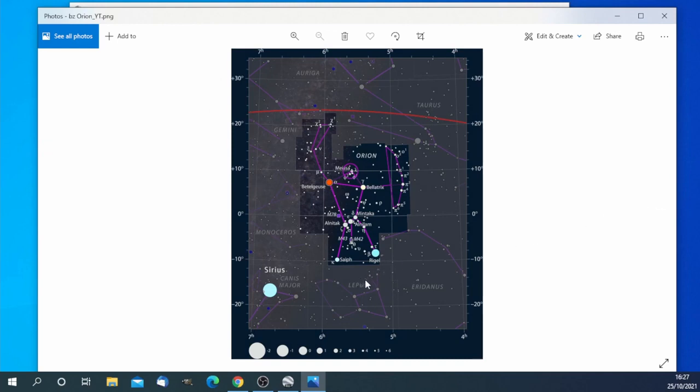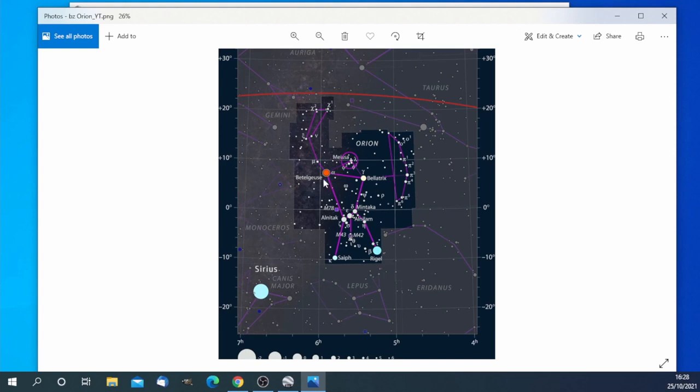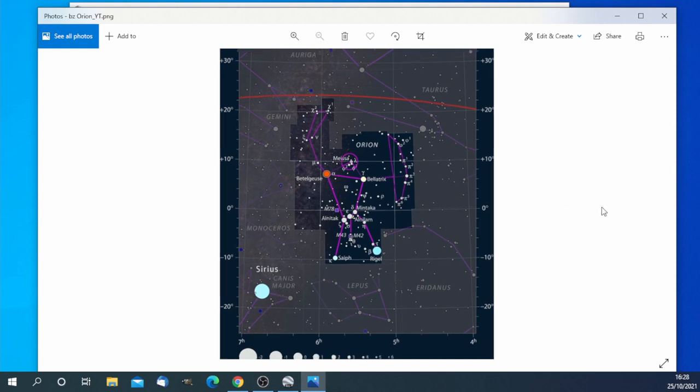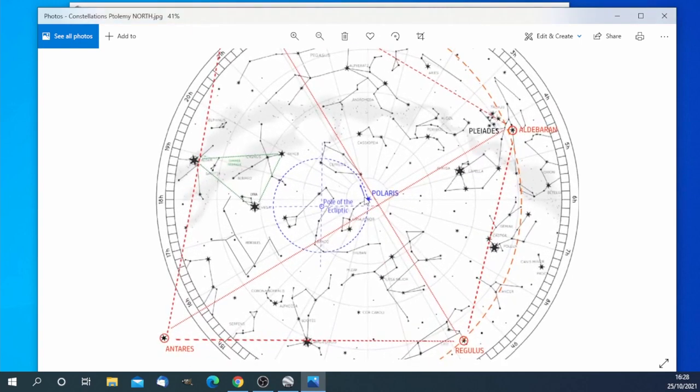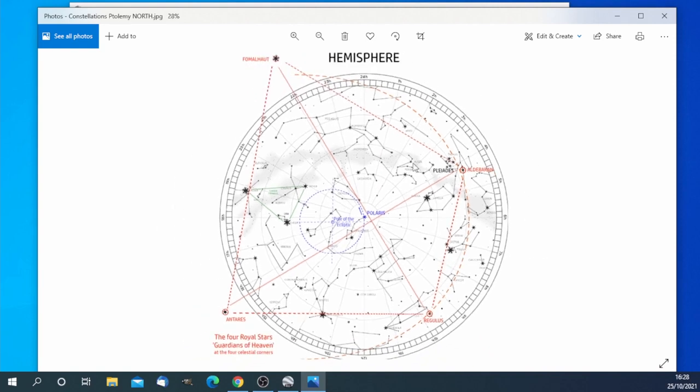This is the sort of star map that most people may be familiar with. This is Orion. We can see the familiar shape of Orion's body, his belt. This is the ecliptic, because Orion is beneath the celestial equator. It's in the southern celestial hemisphere. And this is the brightest star in the night sky, Sirius. Here is a view of the northern celestial hemisphere with all the constellations. And we have Polaris in the middle, the Plough, Cassiopeia. We see the Pleiades over here. Here's Orion again, just beneath the ecliptic in the southern celestial hemisphere. And we have the four royal stars at the corners of the celestial heavens, the guardians of heaven.